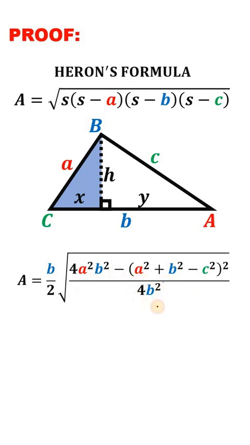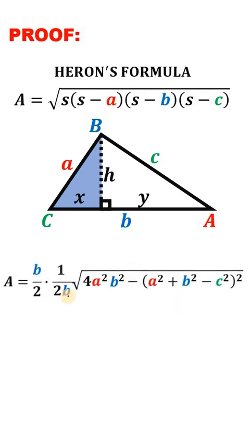Next, we can also pull out this 4b squared because it's a perfect square. So, if we do that, we have 1 over 2b. And if we do, we eliminate this variable b. b and b cancel out. This is just 1. And 1/2 multiplied by 1/2, this is just 1 over 4.